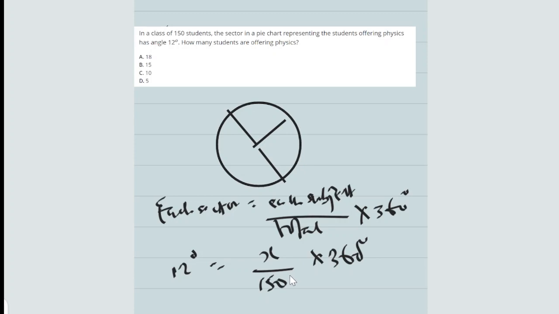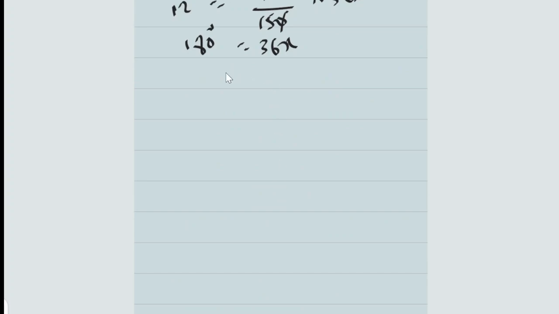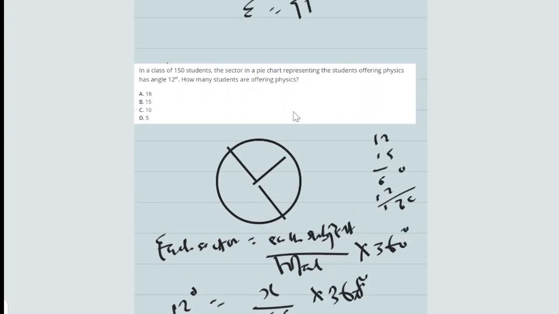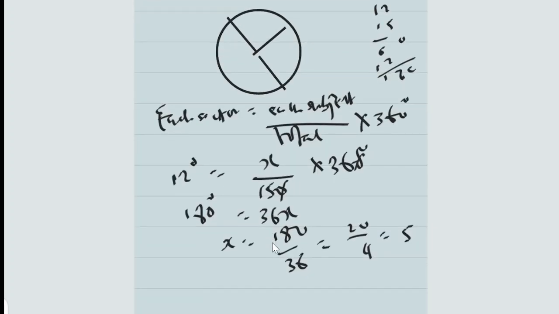You see, it's very simple. Just like that, 0 cancels 0. Then if you cross multiply, this will be 12 times 15, that is 180. Then I have 180 degrees equal to 36x. To know the value of x, you divide both sides by 36. Then x will be 180 divided by 36. So 9 can go 20 times here, 4 here, which is 5. So x is equal to 5. You can see it is very simple, isn't it?